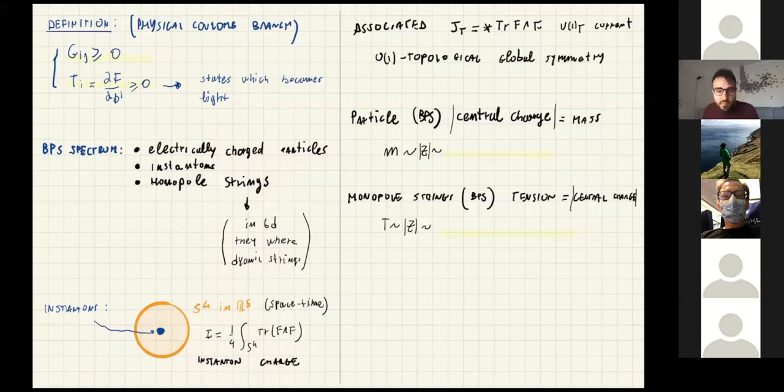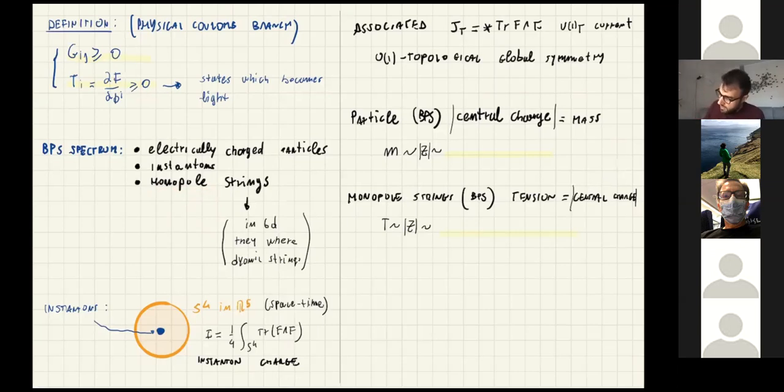So what is generically the BPS spectrum? The BPS spectrum of a 5D gauge theory is given by electrically charged particles. It's also given by instantons. I will explain a little bit about instantons in a second, but it's also given by monopole strings. So in 5D, there are those BPS strings, which have electric and magnetic charge, but in 5D, there are only monopole strings.